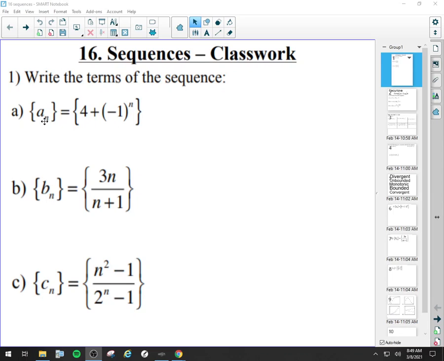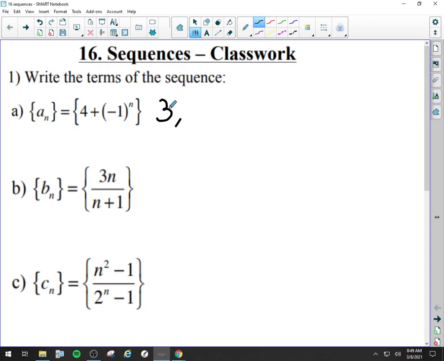So if I was talking about A sub 1 here, I would literally plug in 1 and it'd be 4 plus negative 1, so it'd be 3. Then A sub 2, I'd plug in 2 and I'd get 4 plus 1 and get 5. A sub 3, we'd plug in 3, negative 1 to the third is negative 1, so we get 3 again. So we get 5, then we get 3, then we get 5, etc. This is a sequence.